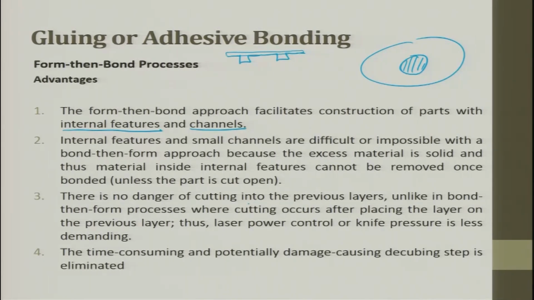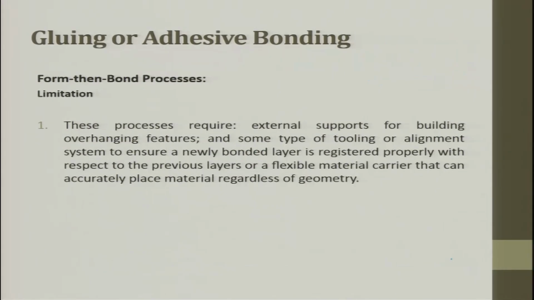There is no danger of cutting into the previous layer, unlike in the bond then form process, where cutting occurs after placing the layer on the previous layer. Thus, laser power control or knife pressure is less demanding. The time consuming and potential damage causing decubing step is eliminated permanently here. So, that is the advantage of form. So, form has internal features and decubing not required.